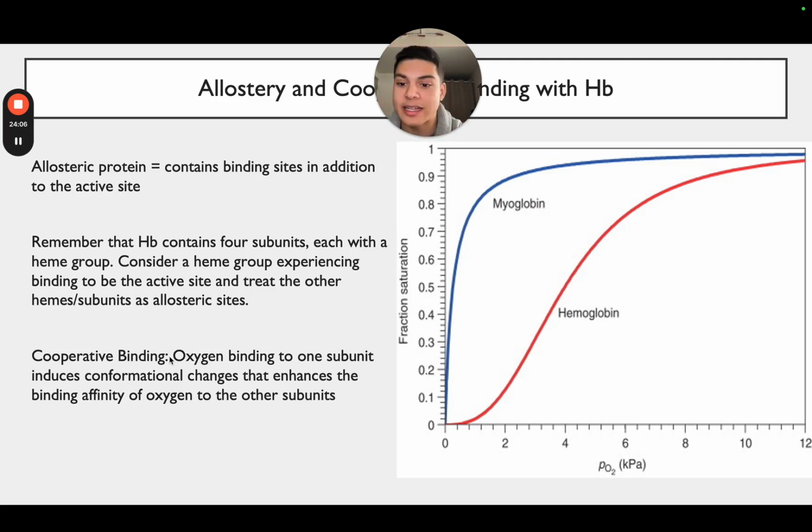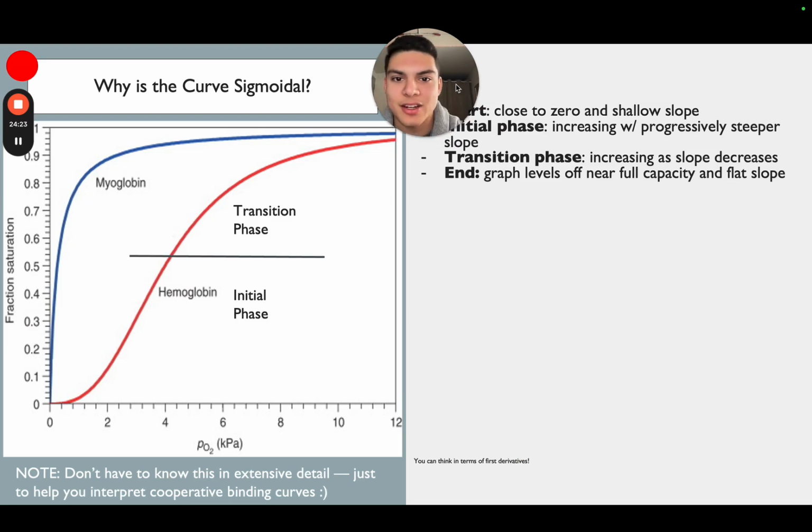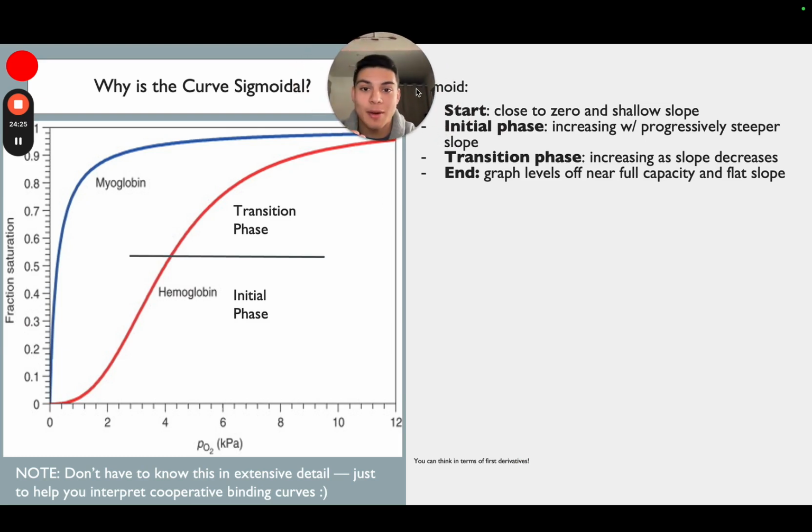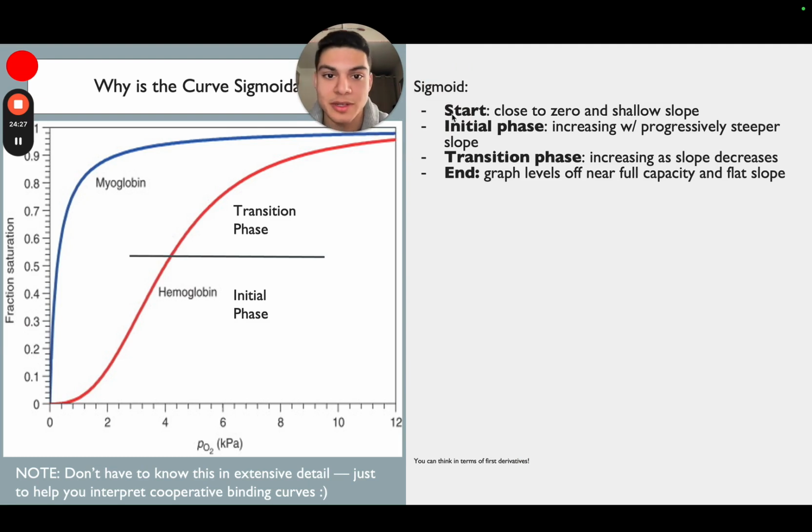So cooperative binding essentially is just oxygen binding to one subunit induces that conformational change in the hemoglobin, which promotes affinity to the other 3 sites, if that makes sense. And because of this, we see the sigmoidal curve for cooperative binding. So we'll go into this. So why is the curve sigmoidal for a cooperative binding protein, such as hemoglobin? So for sigmoid, we see that there's a start phase close to 0 and a shallow slope. Slope is very close to 0, and that indicates low affinity. We'll think about it. But again, as we go through this graph, you can think of it as first derivatives, right?